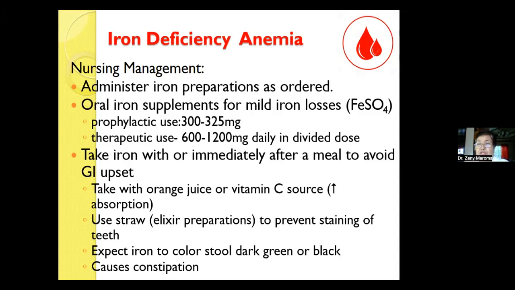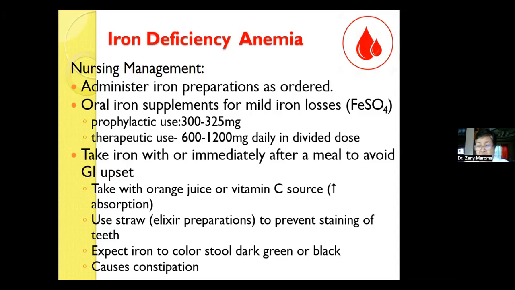Alright. Children, liquid iron stains the teeth. So another question, serve with a straw to prevent staining the teeth. All right. Iron darkens the stool. Kaya the stool will be dark green or black, harmless side effect, nothing to worry about.